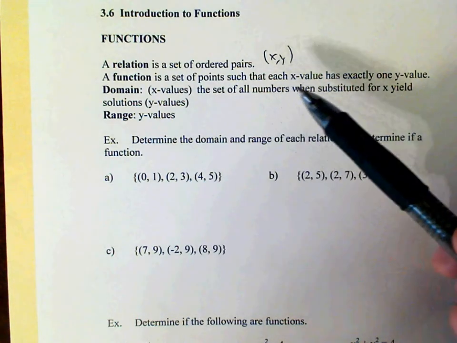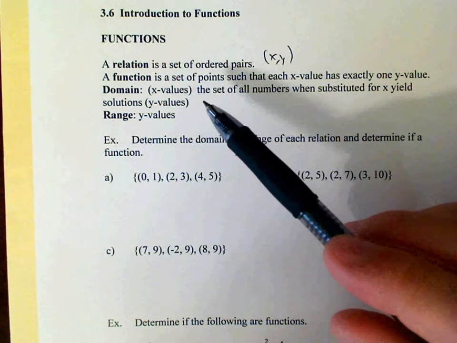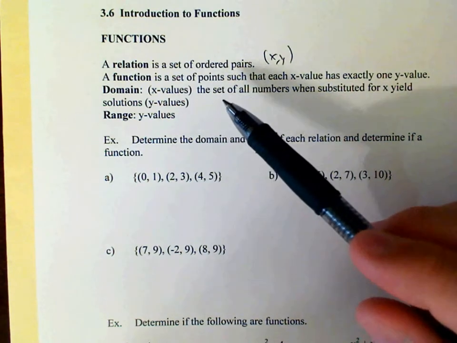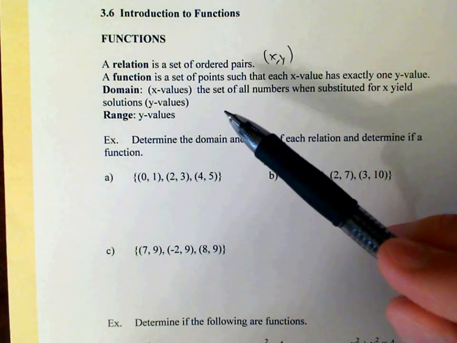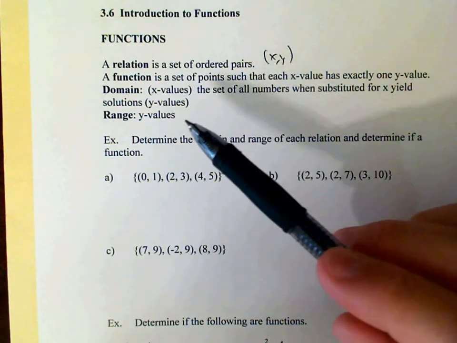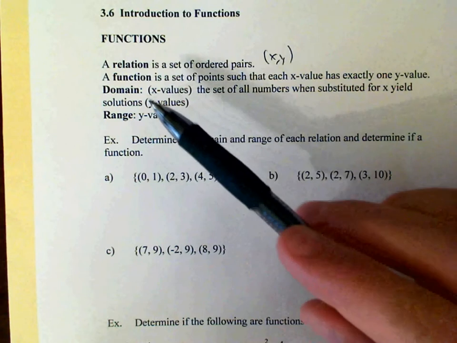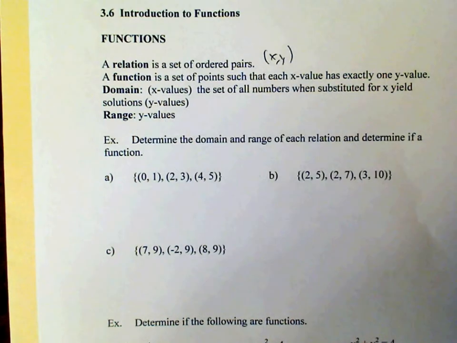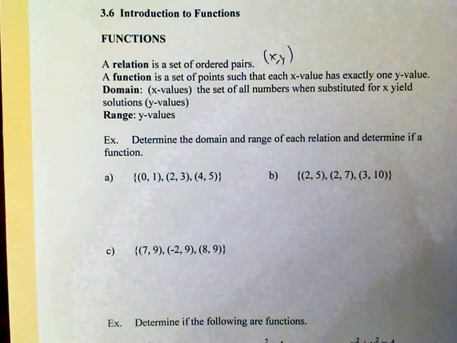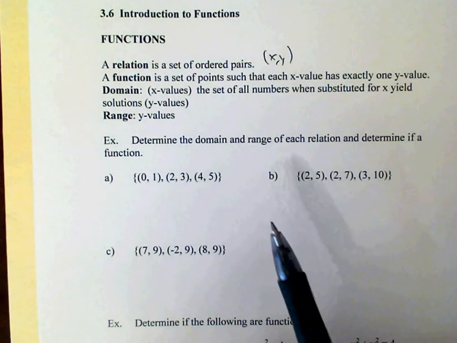Since we're dealing with x values and y values, the domain is a set of x values. What that really is, is a set of numbers that when substituted for x yield solutions. In other words, you get an answer. Those answers are called the y values. Those y values as a whole are called the range. Domain is x, range is y. So here we go. Determine the domain and range of each relation and determine if it is a function.